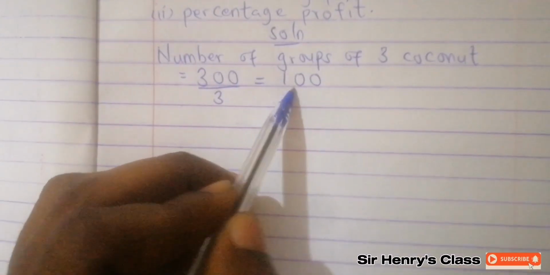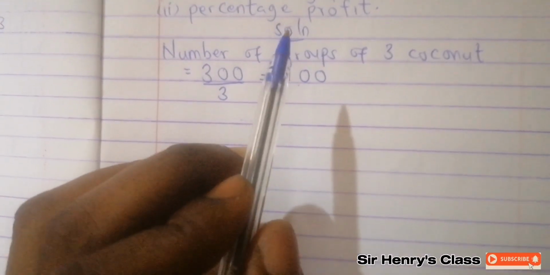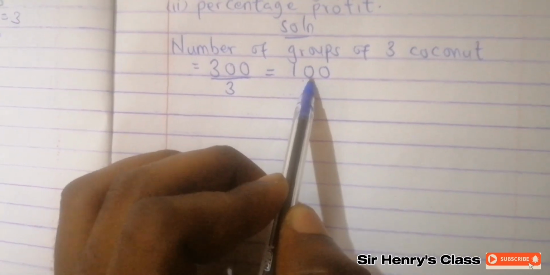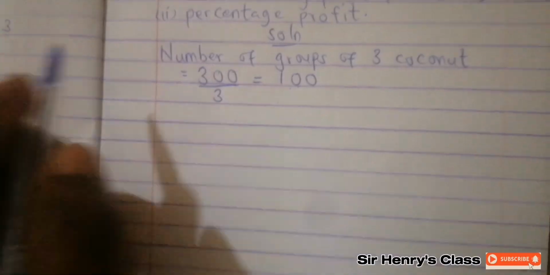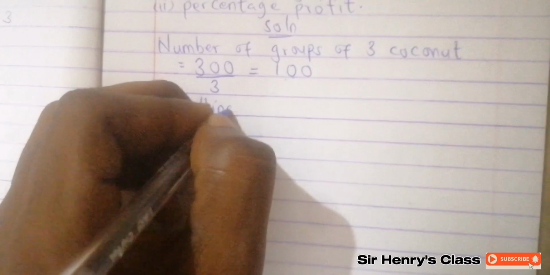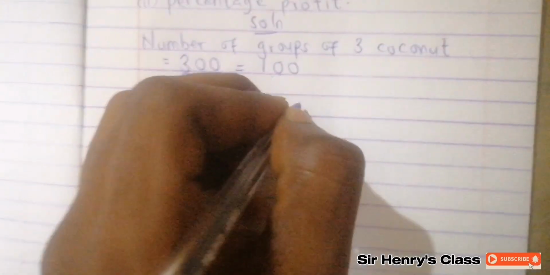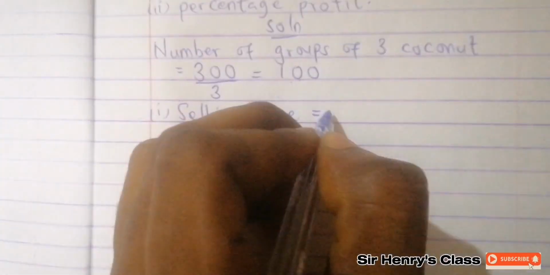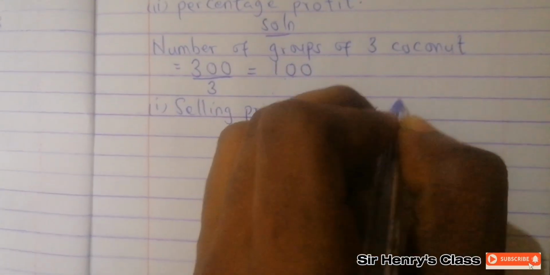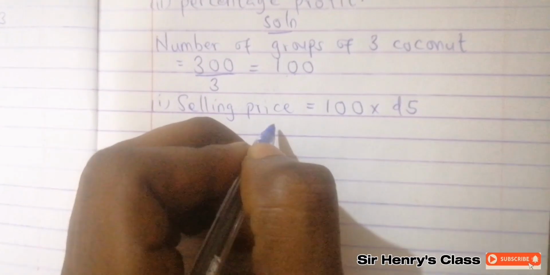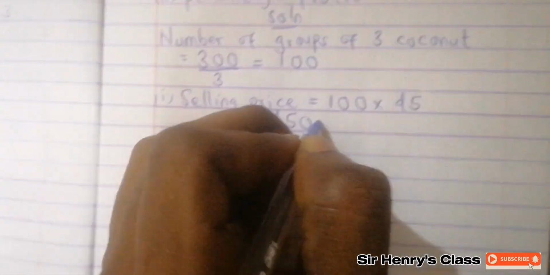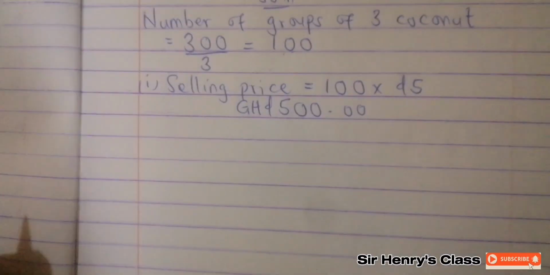And each of these 100 groups, he's selling each just one of it for a price of 5 Ghana cedis. So I, the selling price will be equal to, so we'll just consider this 100 groups is still representing the 300 times the 5 cedis for 1, and this is going to give us 500 Ghana cedis.